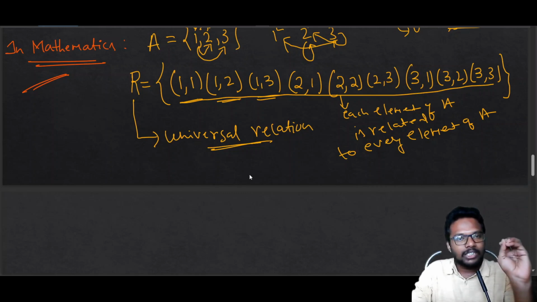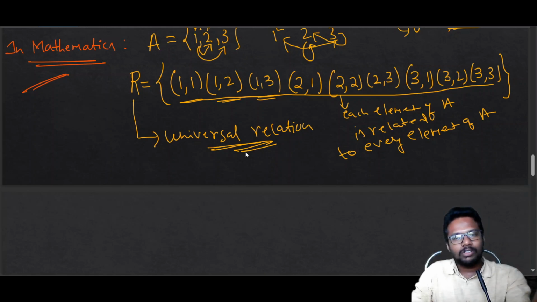In an empty relation, the relation is not working for any elements of A. So if a relation is not working for a given set, then it is a null relation or empty relation. If a relation is clearly working for a given set A, then that relation will be a universal relation. I hope you all understood this universal relation.